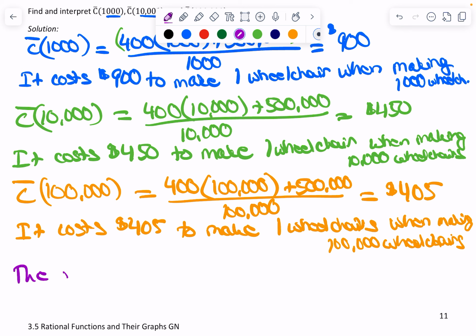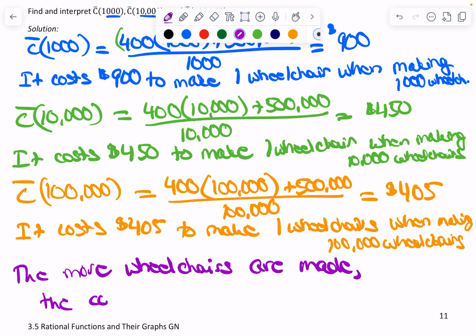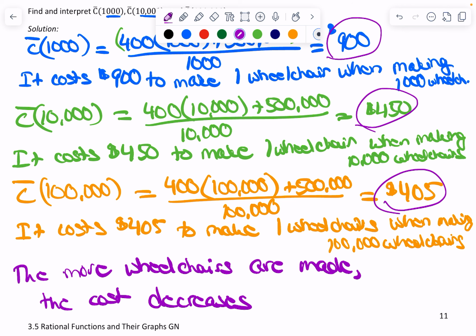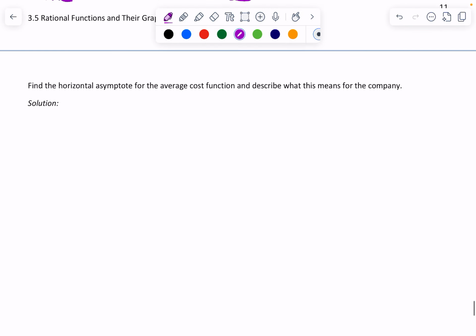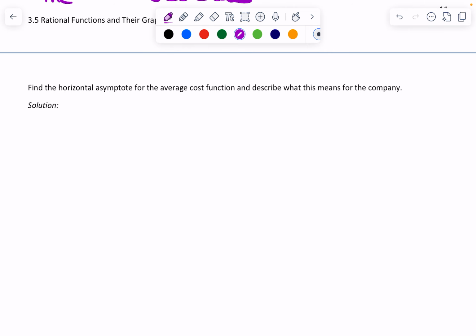So what can we say about the more wheelchairs are made, the cost does what? It decreases. But as you can see, it's $900, 450, and $405. So something's slowing it down a little bit. So find the horizontal asymptote for the average cost function and describe what this means for the company.